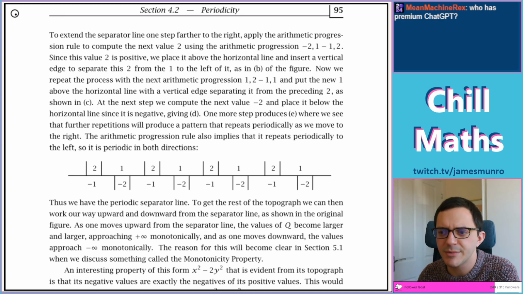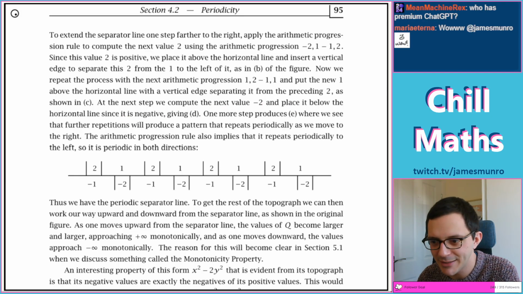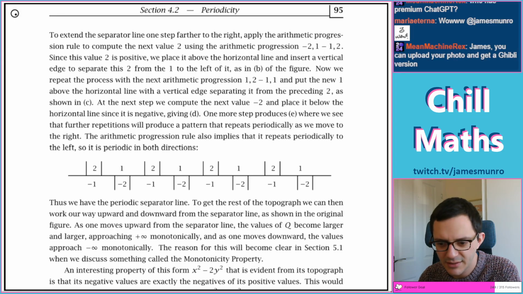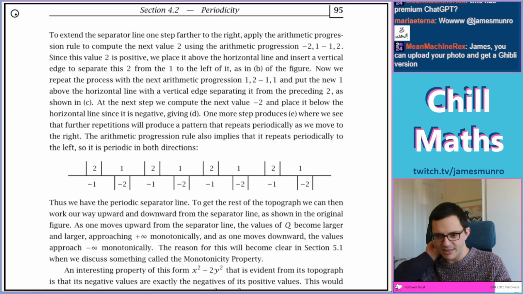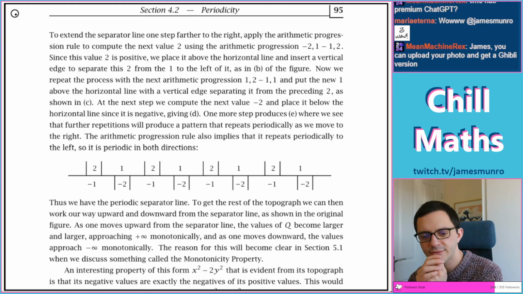Yeah, there's the arithmetic progression. Keep going, keep going, keep going. What does it say? Then we get a pattern. To get the rest of the top graph, then work our way upward and downward to get the binary tree stuff.